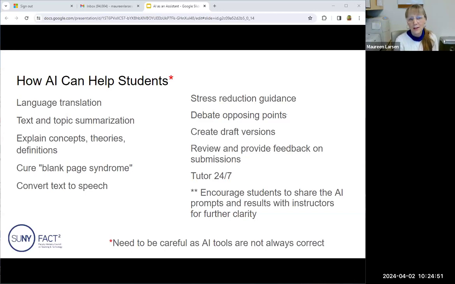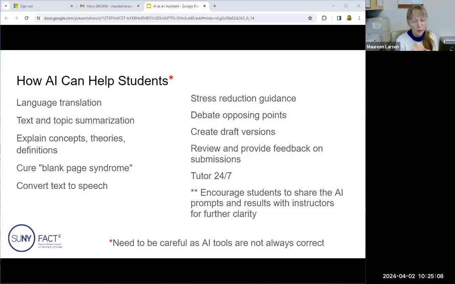A fun way to use it is to have it debate opposing points. Have your students choose a position and have AI argue back with you so they can test their own debate skills. A tutor for statistics. Yep, that's great.